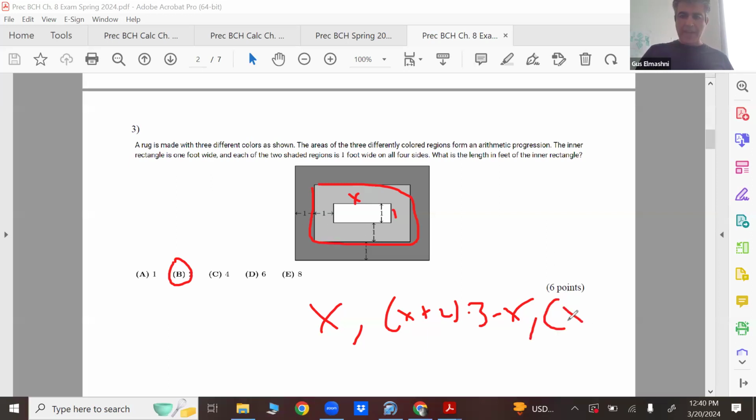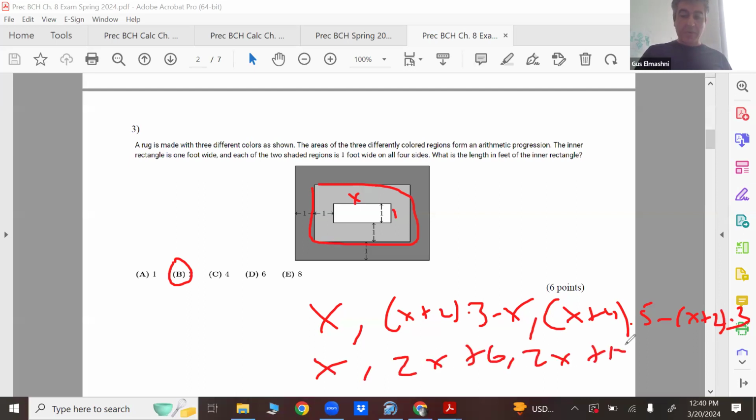X plus 4 on the outside times 5, that height, but then minus the inside, which is x plus 2 times 3. Clean it up, you get x, 2x plus 6, and 2x plus 14. It's pretty clear the common difference between the first 2 is x plus 6. The common difference between the other 2 is going to be 8. Solve for x, you get 2. Pretty easy after that. So it wasn't too bad.